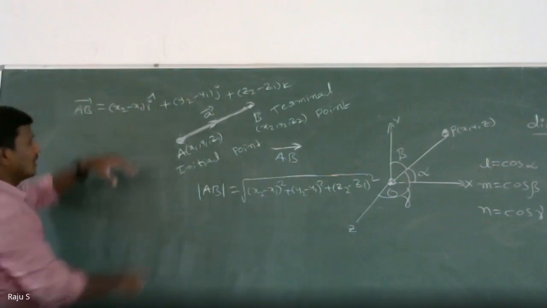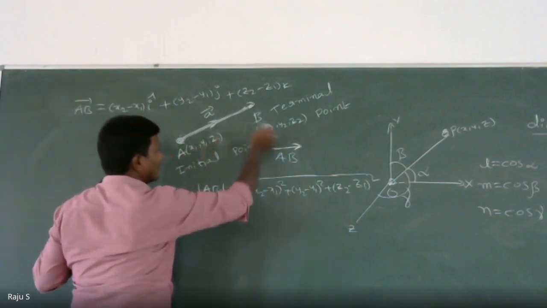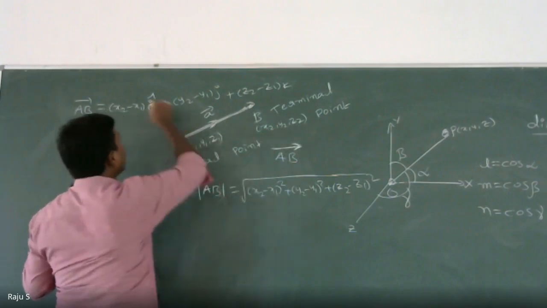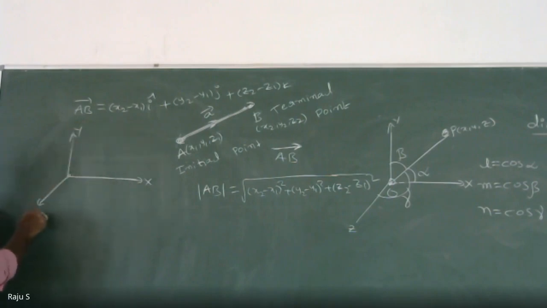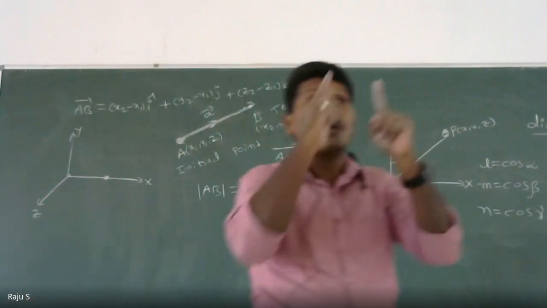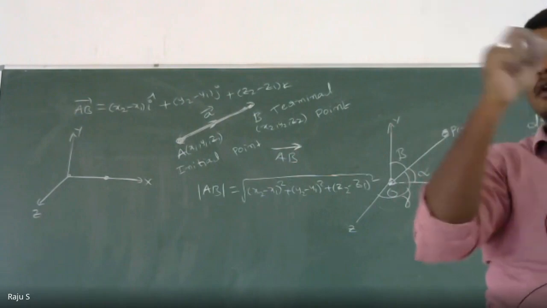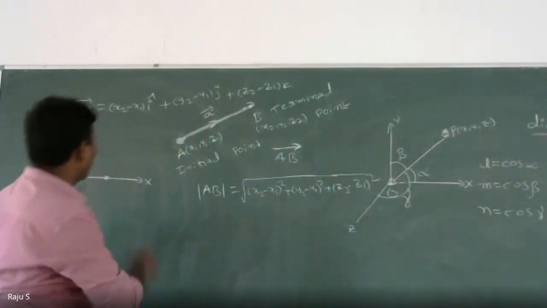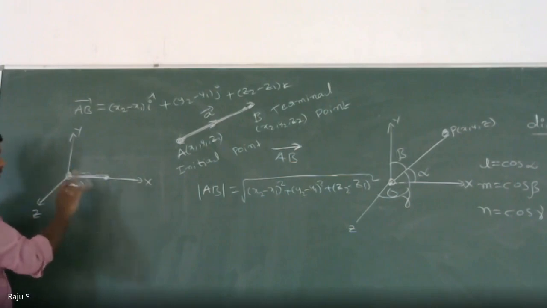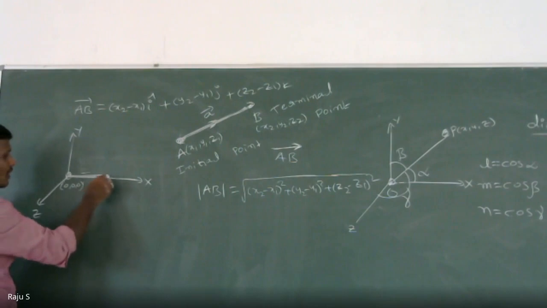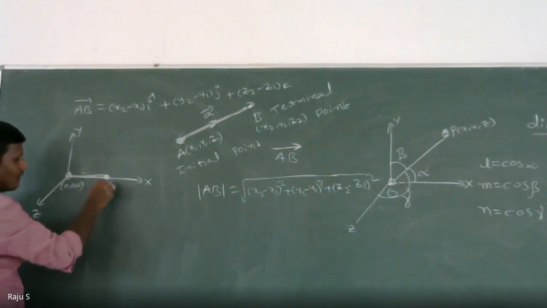The vector can be written as the difference between the coordinates, x2 minus x1 into i cap. What is meant by i, j, k? The x-axis, y-axis and z-axis. Along the x-axis, I am going to take a unit vector. A unit vector means the magnitude is 1, whether 1 centimeter, 1 meter or 1 kilometer, whatever it is, it is 1. So taking from here to here, the distance is 1 centimeter or 1 unit.